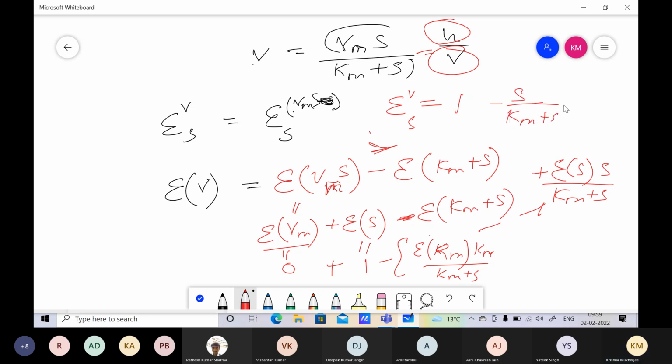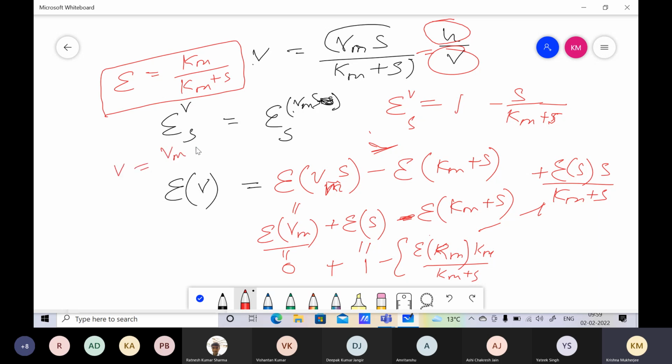Right? All of you got this? Yes, sir. Which is therefore E equal to Km upon Km plus S. So I derived it using the formulas of log addition. You could have derived it directly also. It's not a very difficult job.